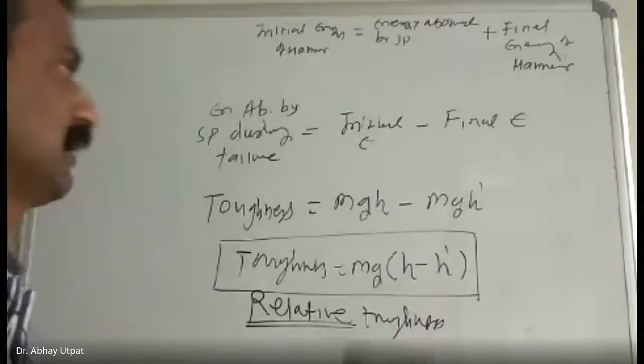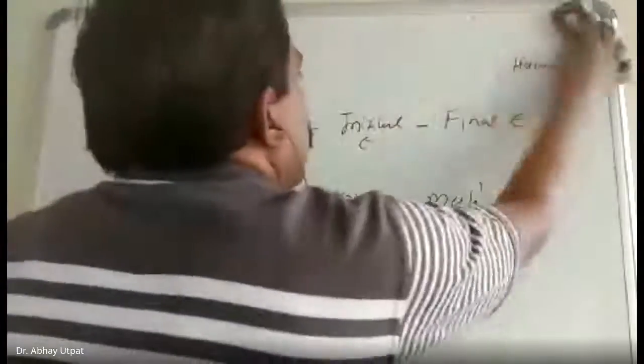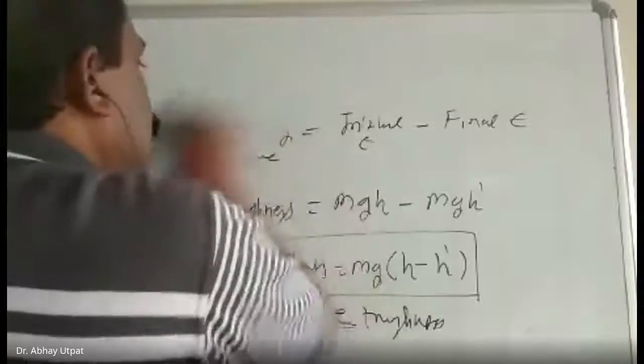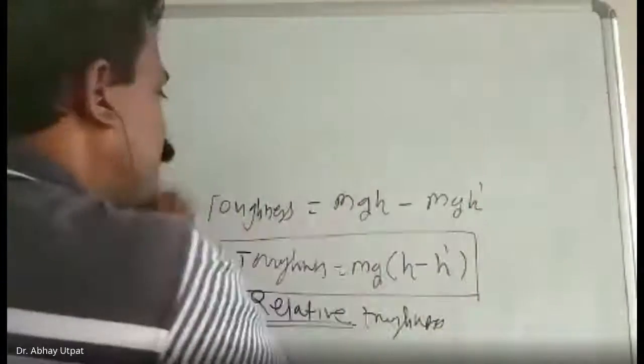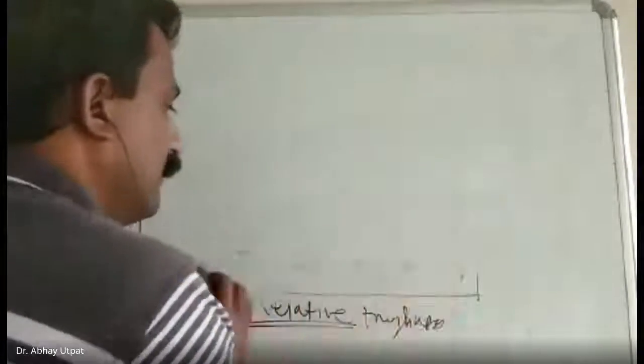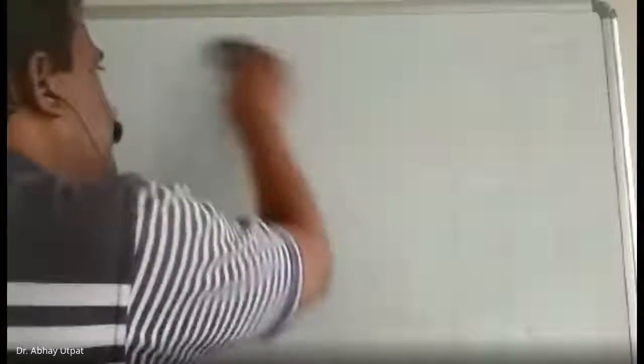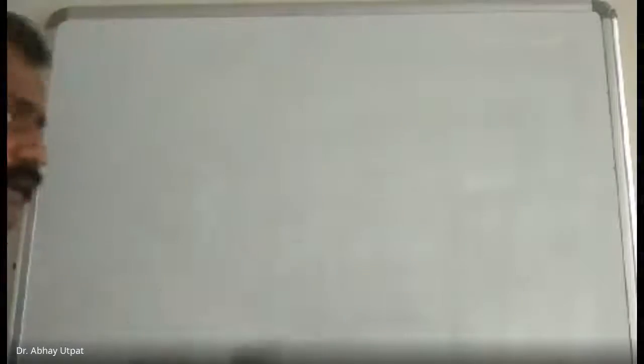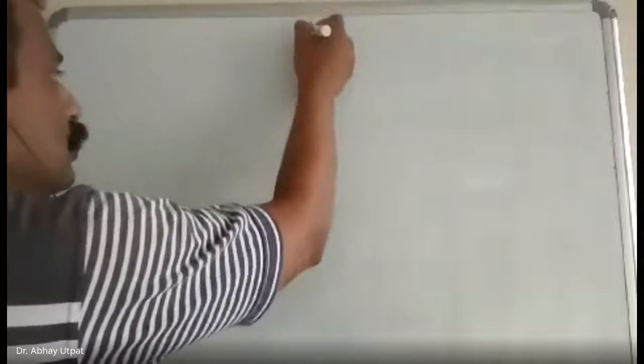Now go to the next slide. Make two columns: left hand side Charpy impact test, and right hand side Izod impact test.